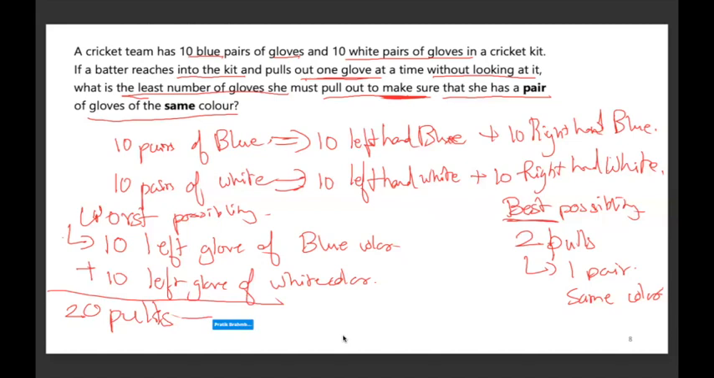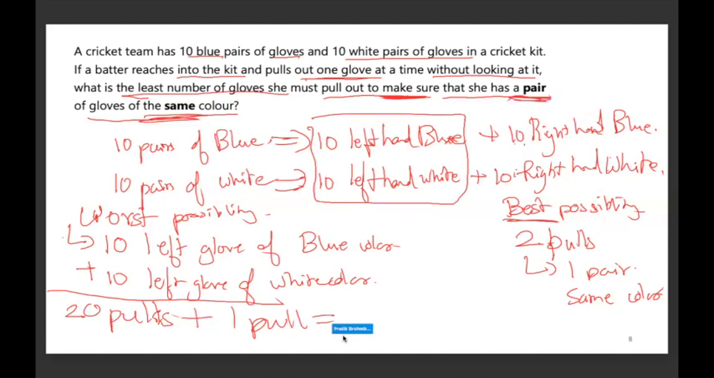So naturally, after exhausting this much, whatever I pull from here, either pull, I will be able to make one pair. So that one pull, the 21st pull, will be the final pull, the least number of pulls required to get one pair of the same color. So the answer is 21 pulls. Okay, we'll move to the next one now.